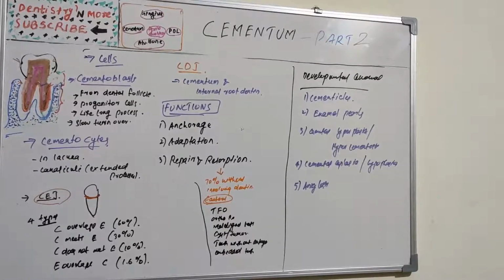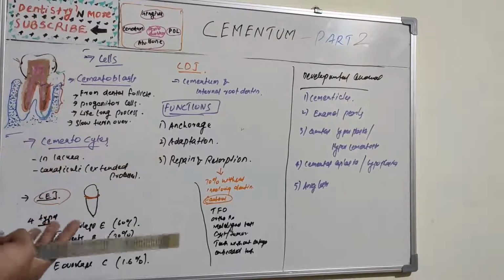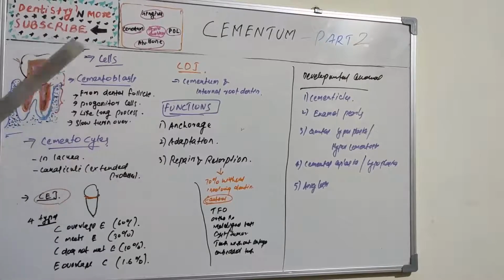Whereas adaptation, the second one: continuous deposition of cementum is of functional importance because cementum is not resorbed under normal conditions. As age increases, a new layer is deposited over the most superficial layer of cementum, which keeps the attachment apparatus intact. So a new layer is continuously deposited, happening throughout life.